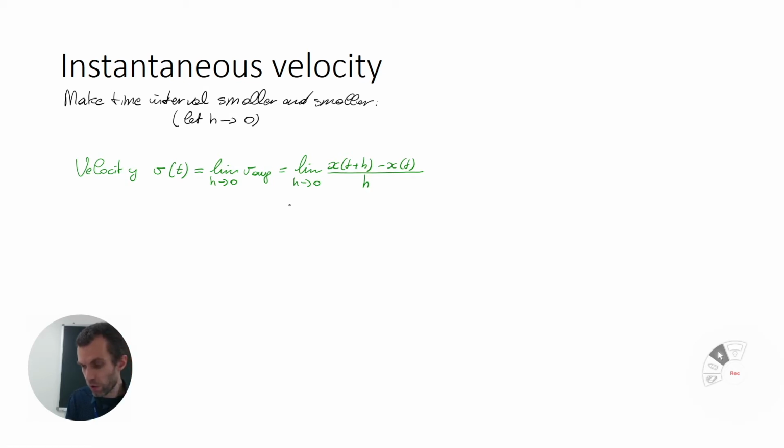And so what do we see? Well, here we have the expression for the derivative. So this is a derivative. And what we end up computing here is basically, in other words, d/dt of x, the derivative of the position x.